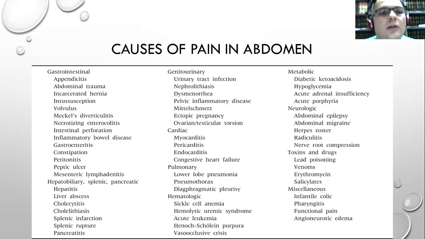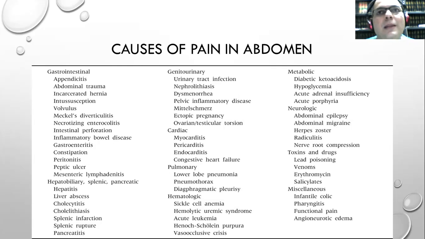The commonest are appendicitis, abdominal trauma, blunt or sharp, incarcerated hernia, intussusception, volvulus, Meckel's diverticulitis, necrotizing enterocolitis, intestinal perforation, IBD, gastroenteritis, peritonitis, constipations, peptic ulcers, and mesenteric lymphadenitis. These are the direct causes related to the GI tract.